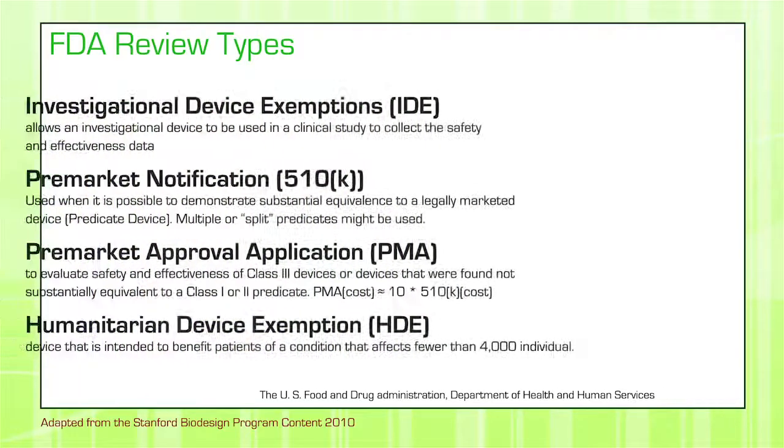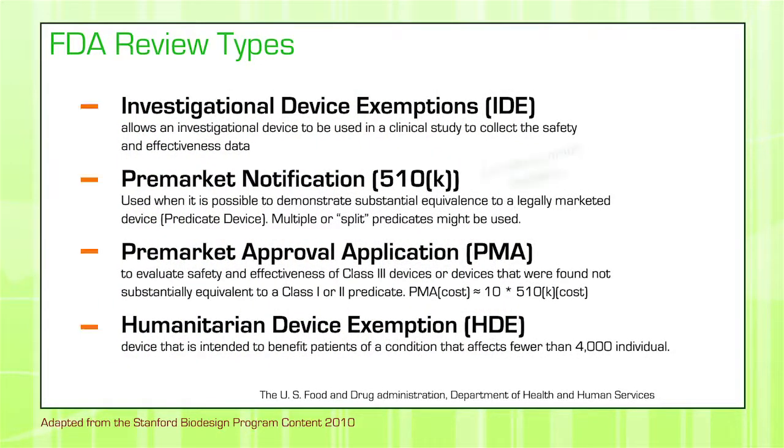Finally, the pre-market approval application, the second of these 2 main regulatory pathways, is a process used essentially for class 3 devices and some very rare class 2 devices in the US to evaluate the safety and efficacy of all these devices.